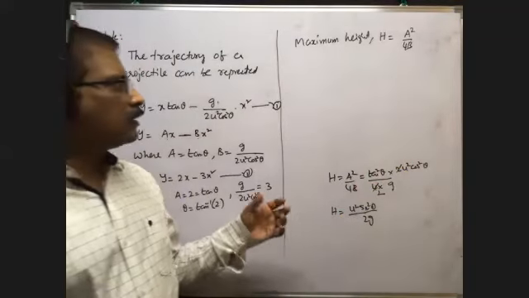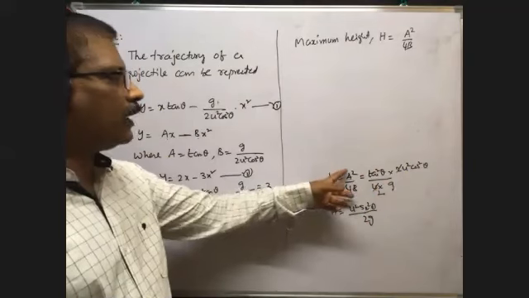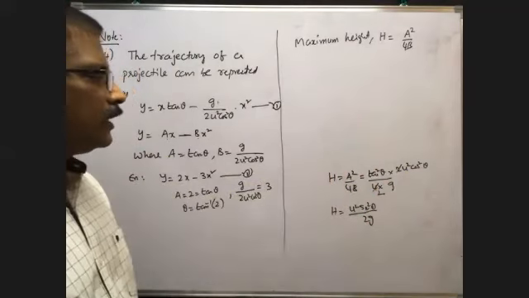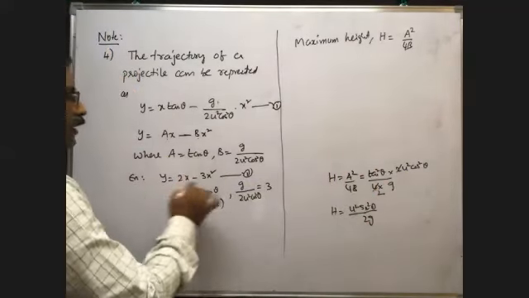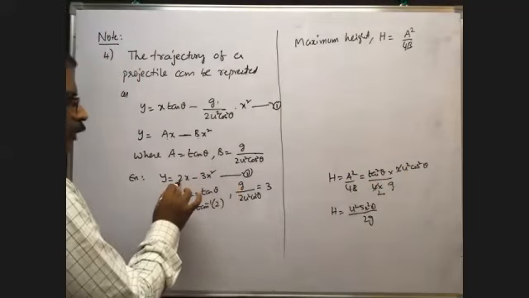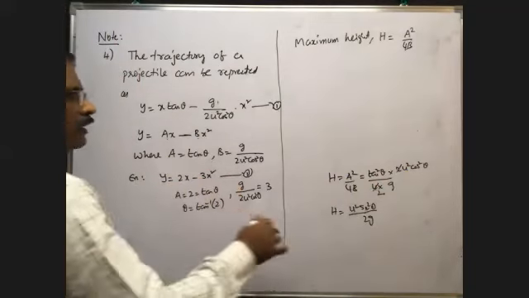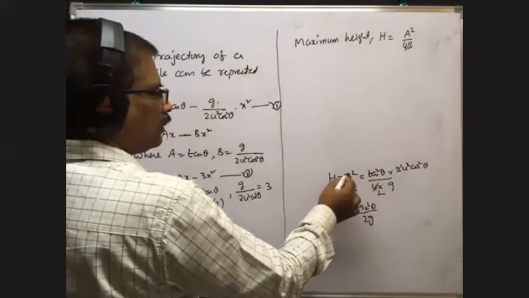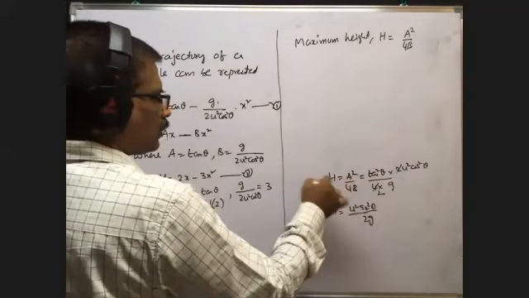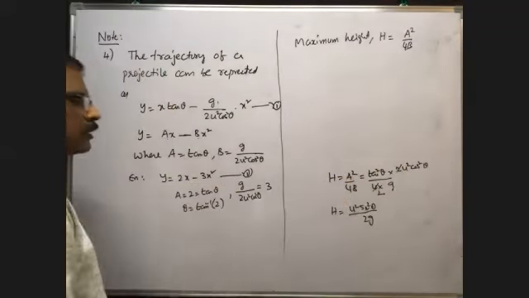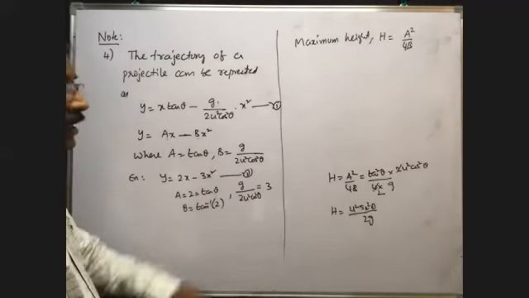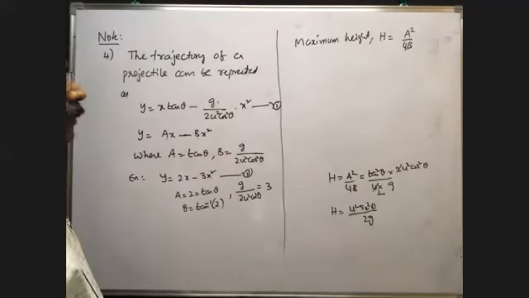That's why, if you know this formula, then you can directly find the maximum height reached. Because if the equation is given like this, with a equal to 2 and b equal to 3, then what is the maximum height? You substitute easily, and simply you will get the maximum height reached by the oblique projectile. In such a way we can do. For that purpose, these formulas are useful.